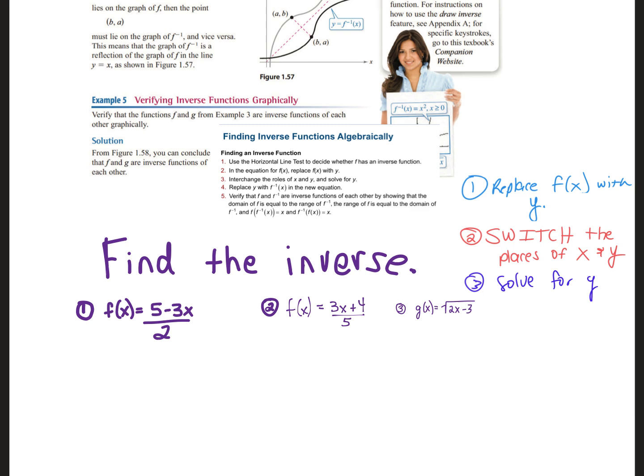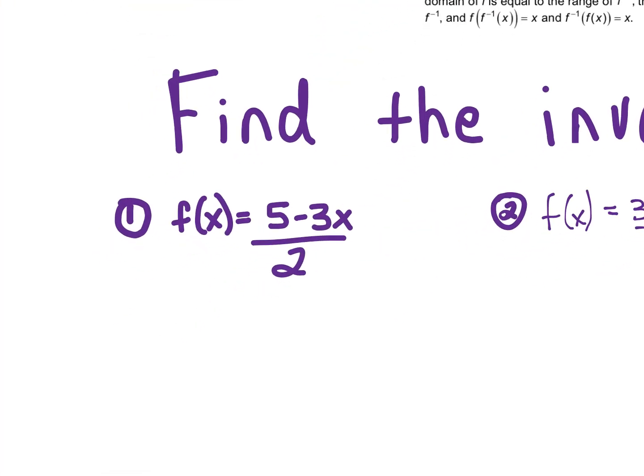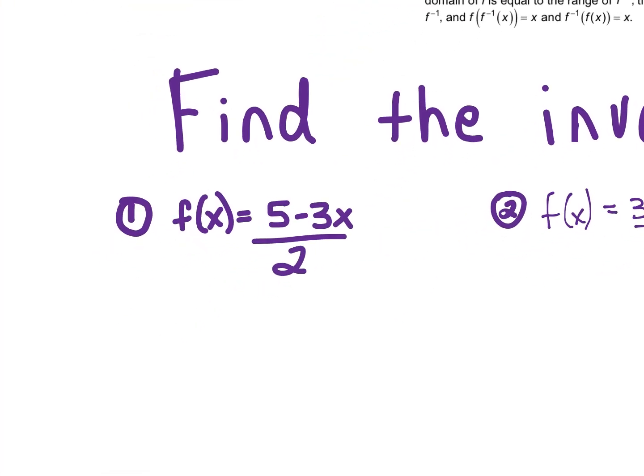So let's look at this. Now, I'll kind of show you. Lots of you like to know, how can I check my answer, make sure I'm right? Let me show you how. What's the first step? Yep, replace f of x with the letter y. What's the second step? Switch the places of x and y. So this becomes x equals 5 minus 3y divided by 2. Everybody with me?